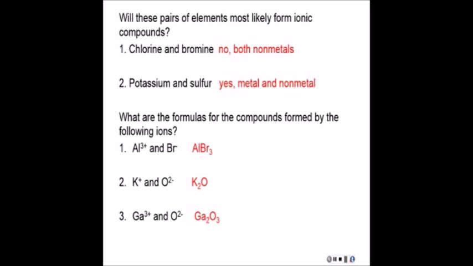Now I want to show you what we could have done on that to make it even easier. And this works out good. So if I have, I'm just going to use X and Y, if I have X, and let's say it's 3+, and I have a Y, other element, and that's 2- like we had in that example. If you notice the 2 and the 3, the 3 and the 2, the amount of the charge for the first one will become the subscript of the second one, and vice versa. Well, this works out pretty well. It's just that you have to remember to reduce those numbers if you can.